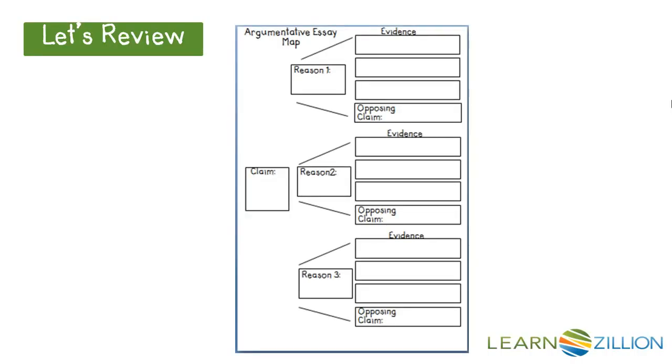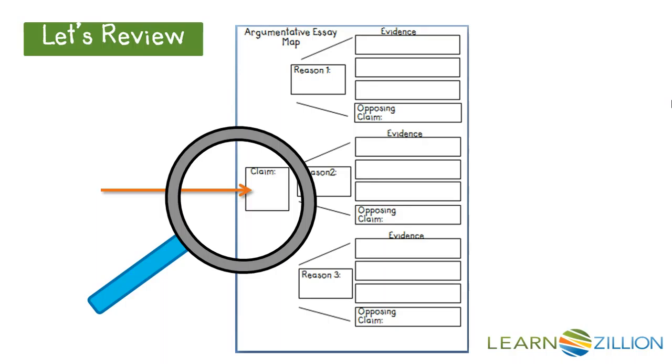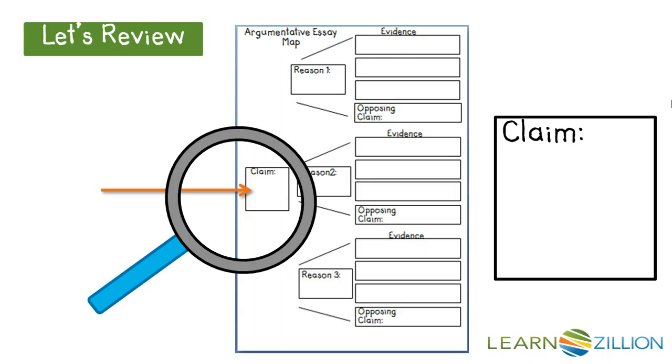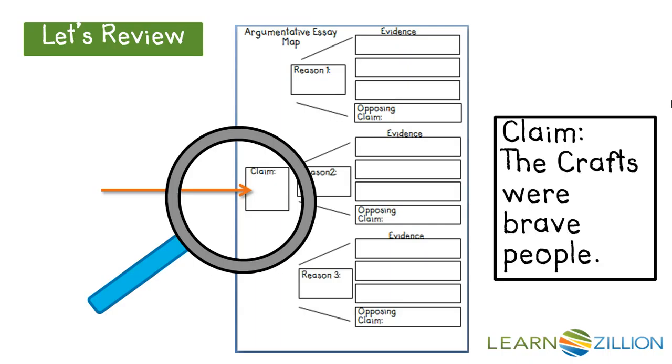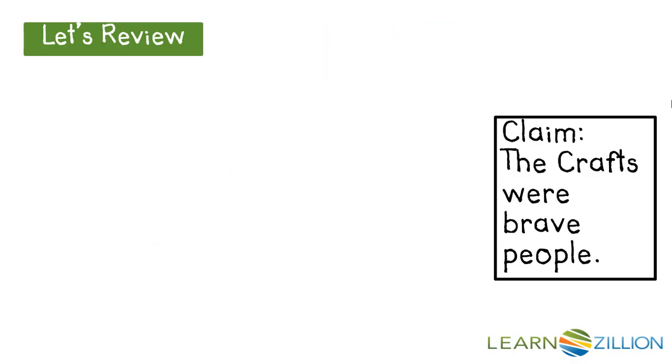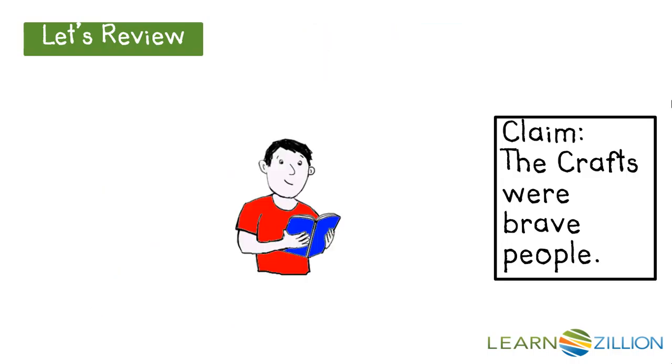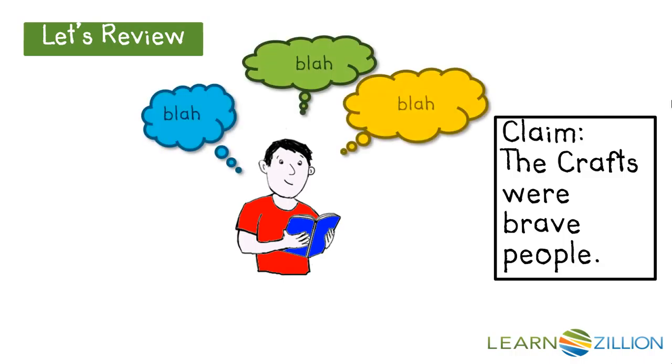So let's take a look back at our argumentative essay map. We've already generated a claim that the Crafts were brave people. Next, we'll need to support our claim with evidence. We won't convince our reader that the Crafts were brave if we just throw out a bunch of random examples of what we think proves their bravery. The reader would likely not hear anything from all of our information but blah, blah, blah.